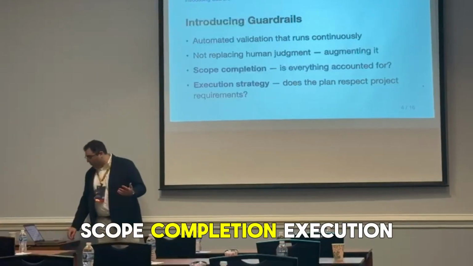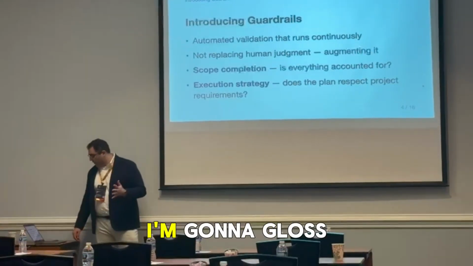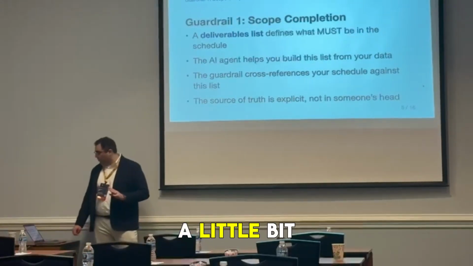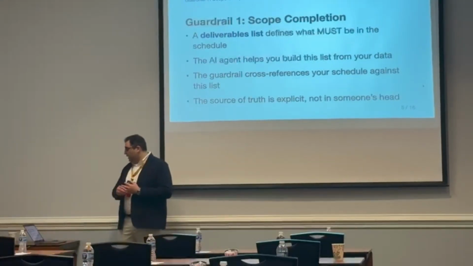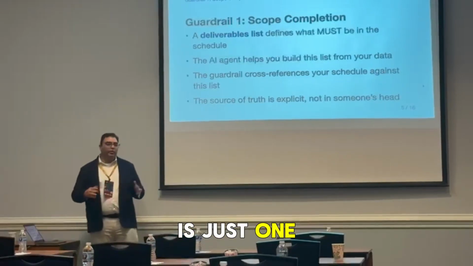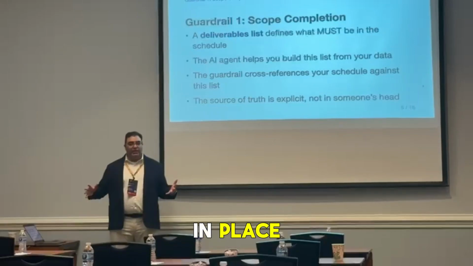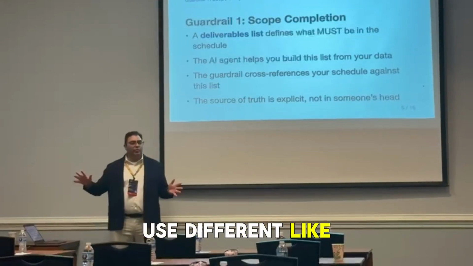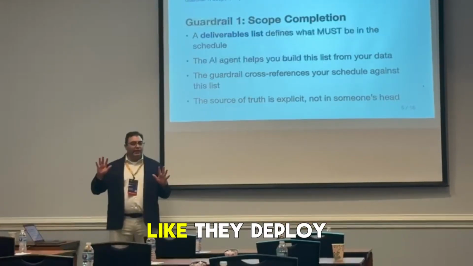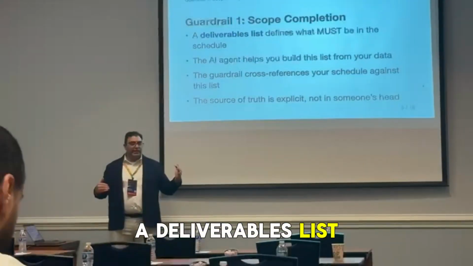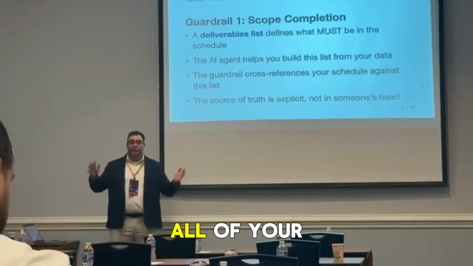So, scope completion and execution strategy. I'm going to gloss over that because we already talked about it. To dig a little bit more into scope completion, the way it works, and this is just one of the systems that we have in place, different companies deploy guardrails in different ways. But at a very basic level, you can have a deliverables list that basically represents all of your scope.